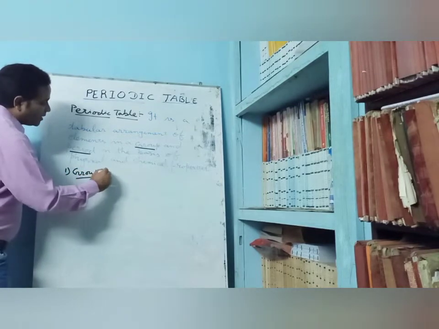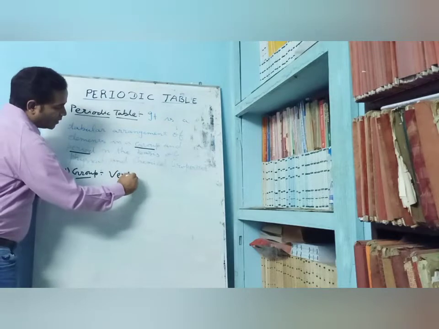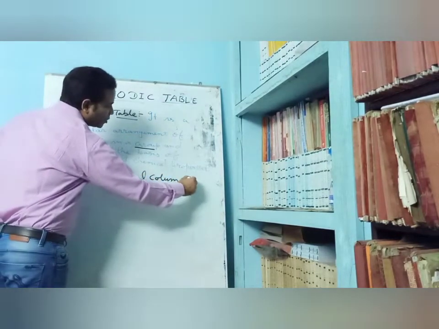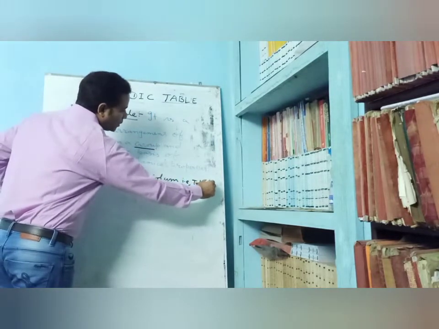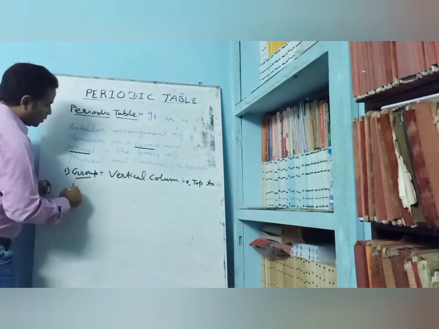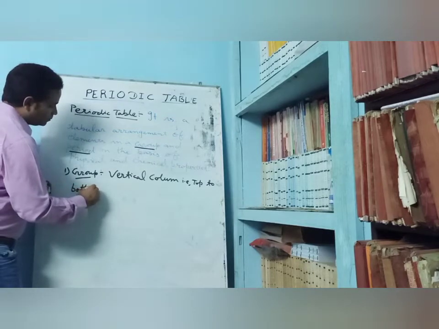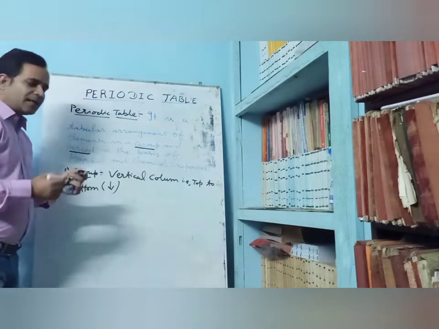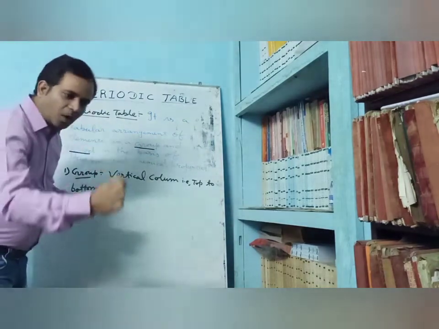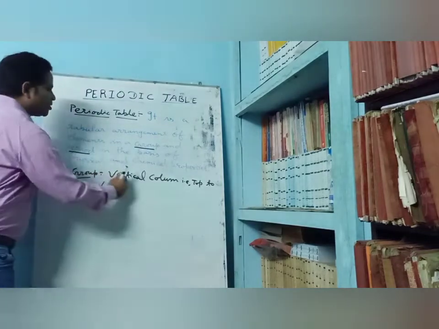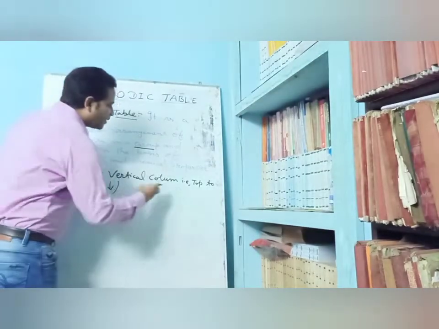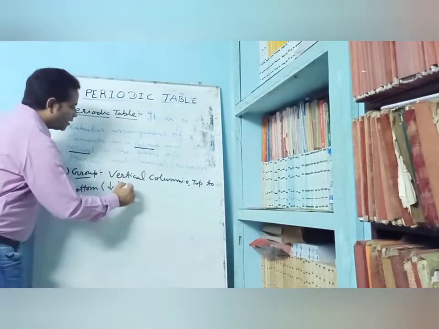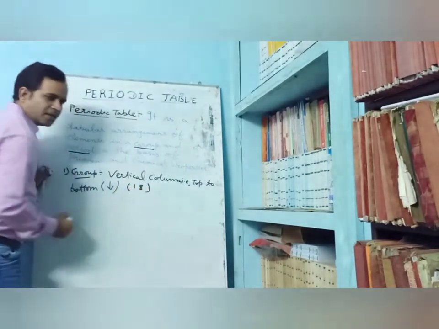First, group means vertical column, that is top to bottom. Whenever the elements are arranged top to bottom, it is said to be a vertical column. And this vertical column, that is top to bottom, is termed as group. And how many groups? 18 groups in PT.